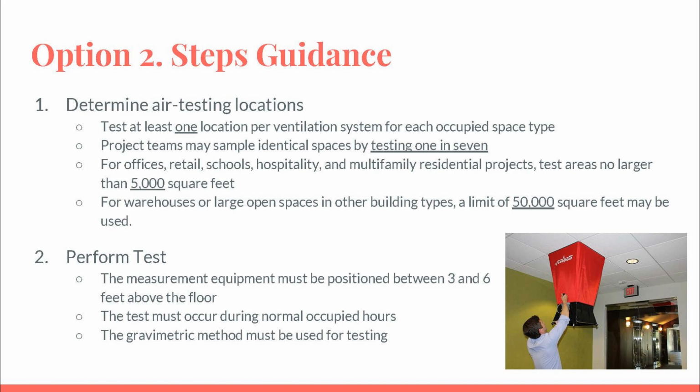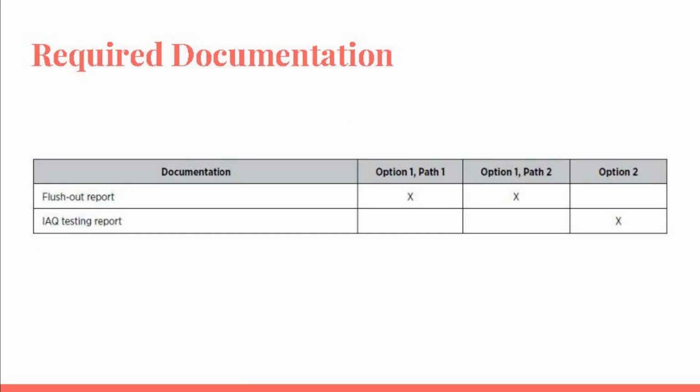As for performing the test, the measurement equipment must be positioned between 3 and 6 feet above the floor, and the test must be occurred during normally occupied hours. The gravimetric method may be used for the testing. The final prepared indoor air quality reporting has to include narrative describing procedure and how locations were determined, and the data and results for each testing. For the required documentation, flush out report is required for option 1, path 1, and path 2, and the IEQ testing report is required for the option 2.